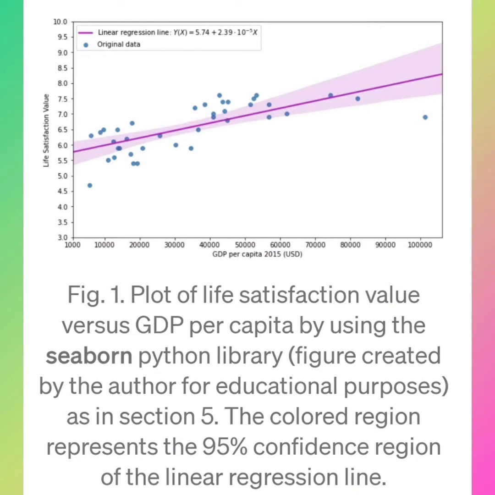Now, if you look at it, a regression model is plotting points using a scatter diagram. And for this, a Python library is available. Using the Python library, you can build this regression model. The colored region represents the 90% confidence region of the linear regression line.